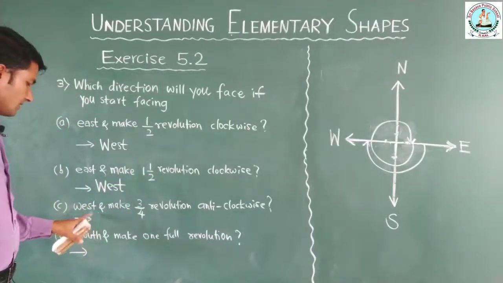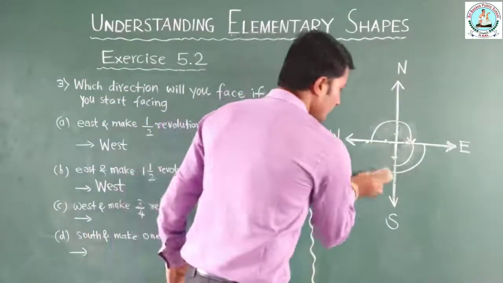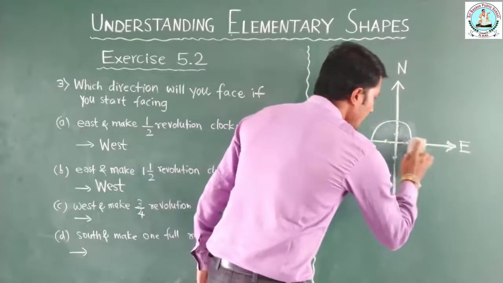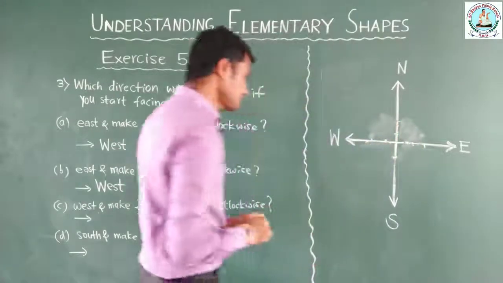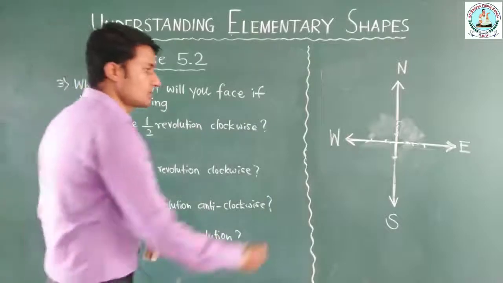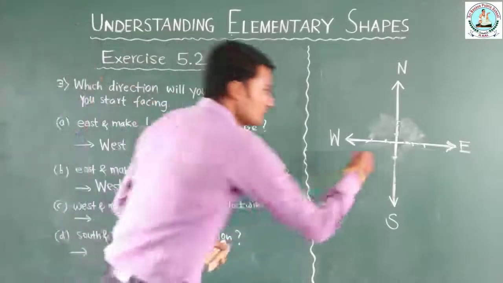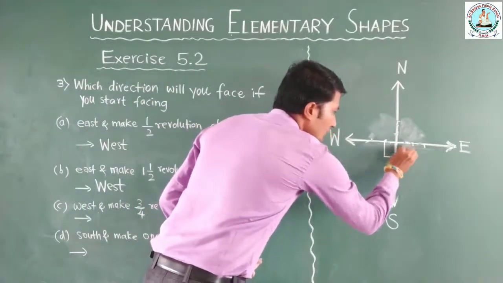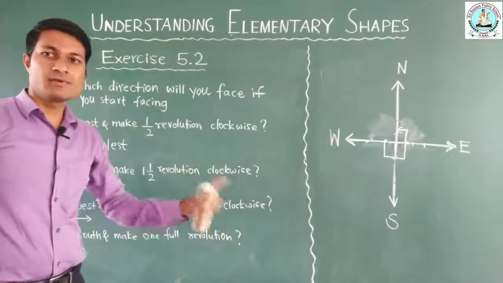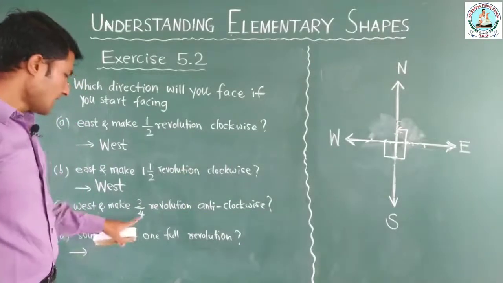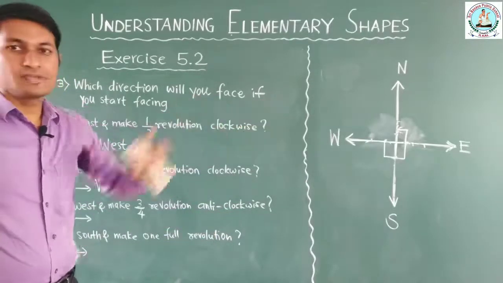Let's go for the next one. Right now you are facing west direction, and you need to make what revolution? 3/4 revolution, but in which direction? Anti-clockwise. Be careful about that. So right now your direction is west, and you need to make 3/4 revolution anti-clockwise. 3/4 revolution means how many right angles? 3 right angles. So 1, 2, 3. So I have moved in anti-clockwise direction and I covered 3 right angles. So which means I have covered 3/4 of the revolution, and finally I have reached the north direction.